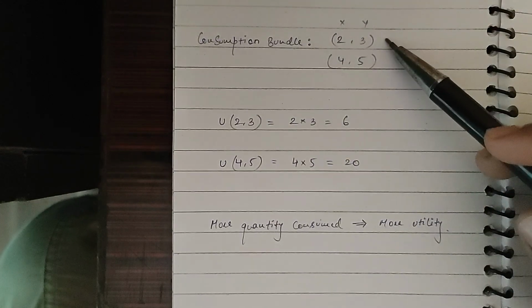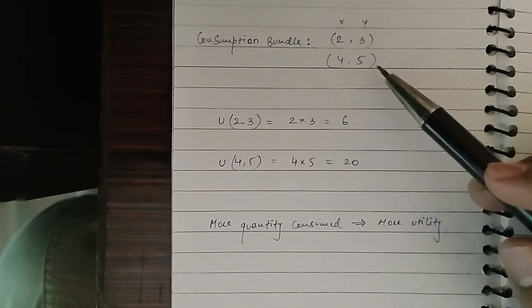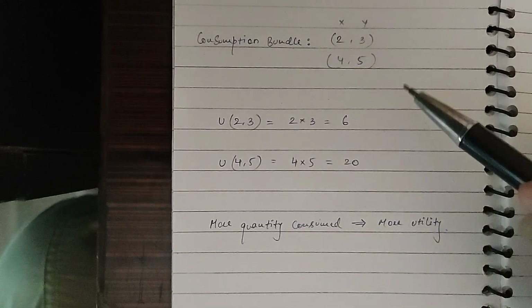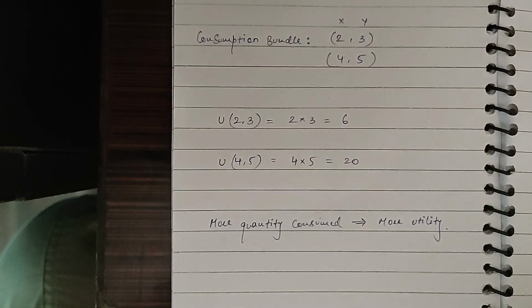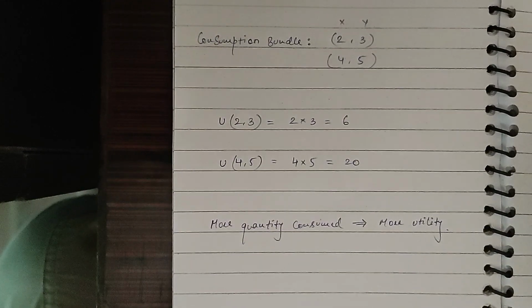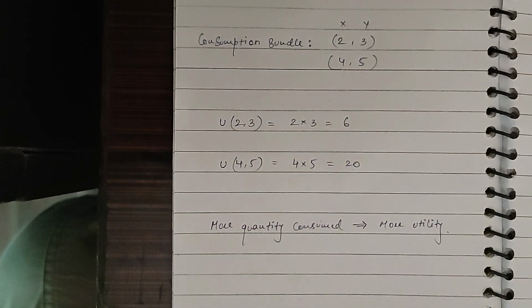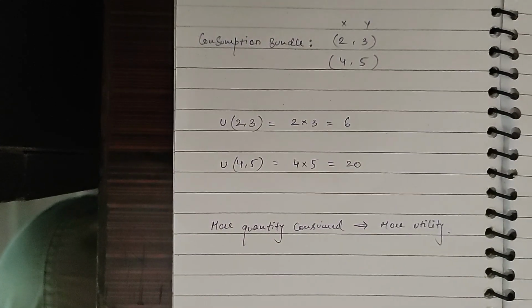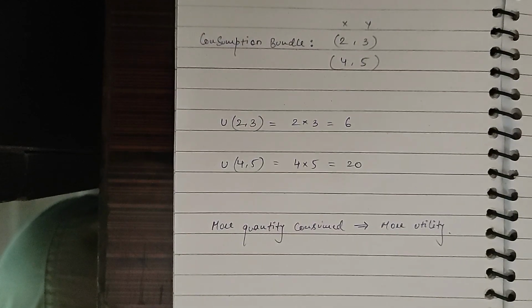Now, as you can see, when the consumer consumes the bundle with a higher quantity of both the goods, he is getting more utility, through which we can say that more quantity consumed equals more utility. As the amount of good consumed increased, the utility also increased. This was all about utility.